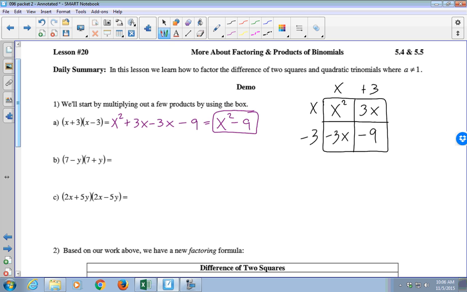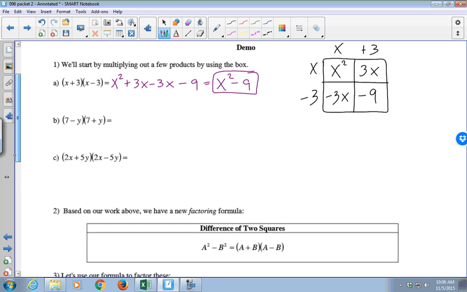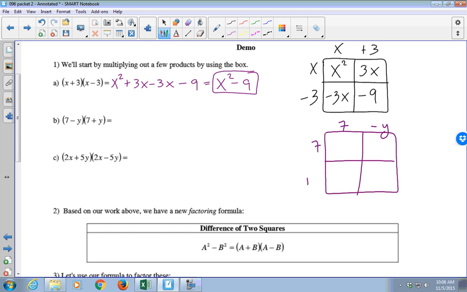All right, so now I'm going to multiply using a box 7 minus y times 7 plus y. So I'll make another 2 by 2 box. 7 minus y, 7 plus y. And then we find the area of each little box. 7 times 7 is 49. 7 times negative y is negative 7y. 7 times y is 7y. y times negative y is negative y squared.